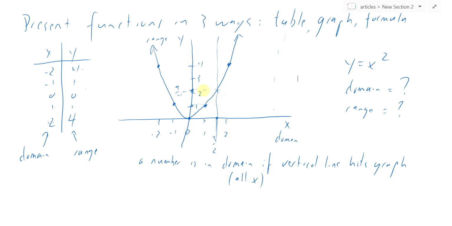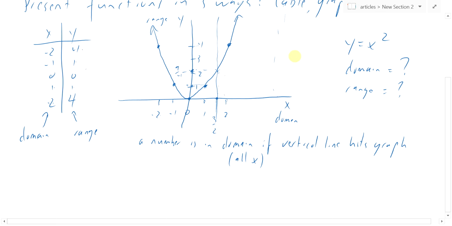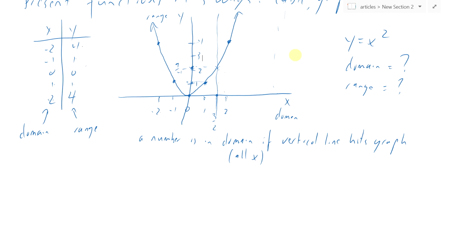What about the range? Well, range is a number that the function gives back to you, right? So if you give it 1, it'll give you back 1. If you give it 3 halves, it'll give back 9 fourths. If you give it 2, it'll give you back 4. If you give it 10, it'll give you back 100. So how can you tell if a number is in the range?